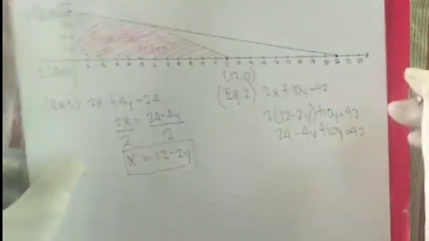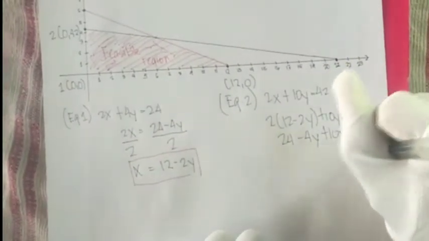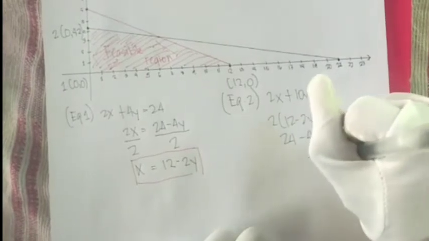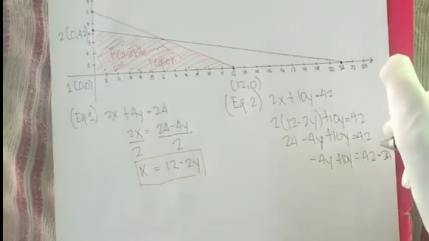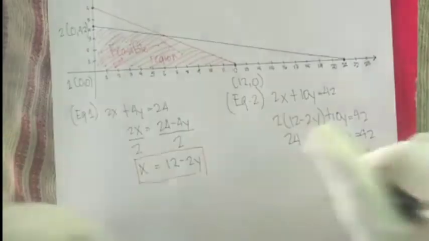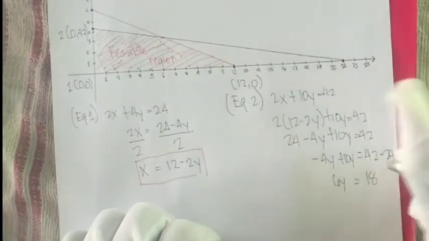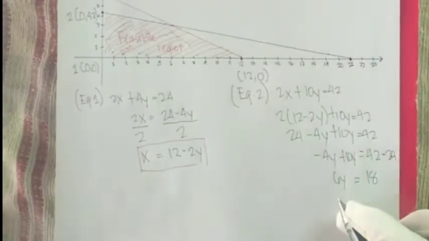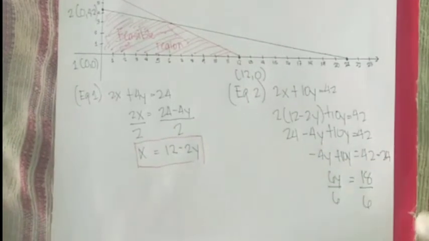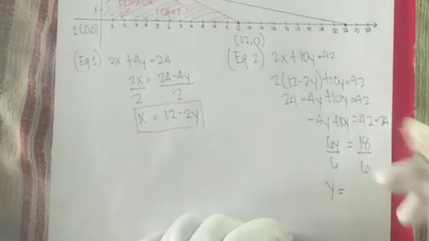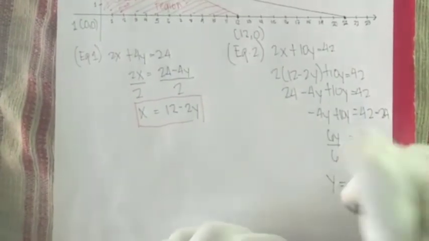So we must use the addition property of equality. So we can get now negative 4y plus 10y equals 42 minus 24. So simplify, we get 6y equals 18. So divide both sides by 6 to get our y. So our y now is 18 divided by 6 equals 3. So this is our final value for y.